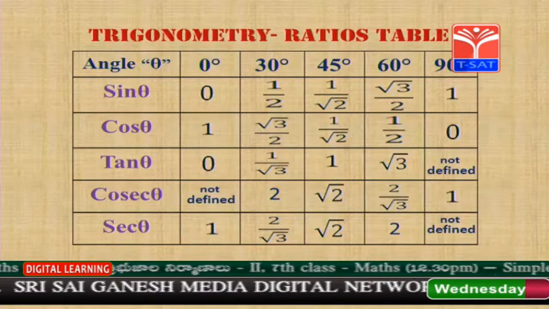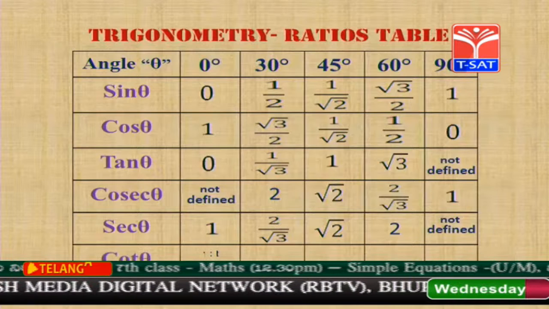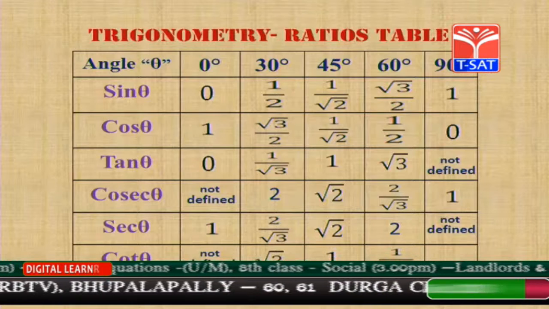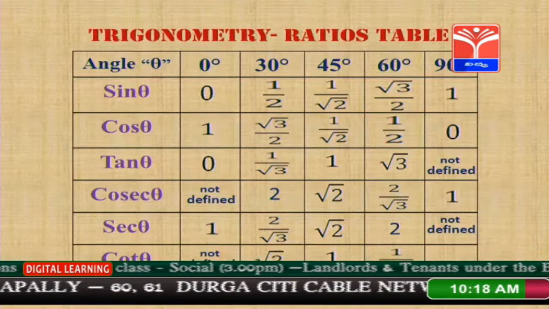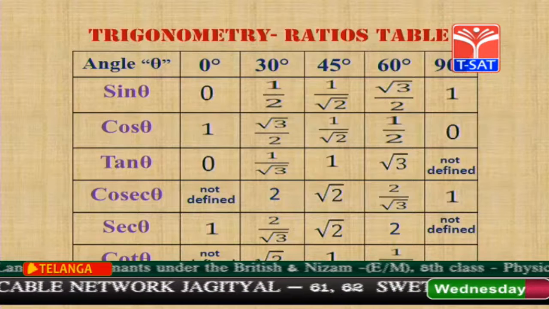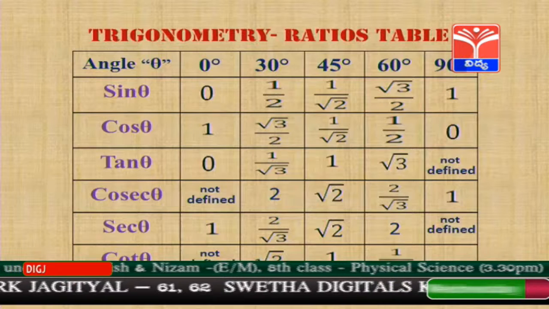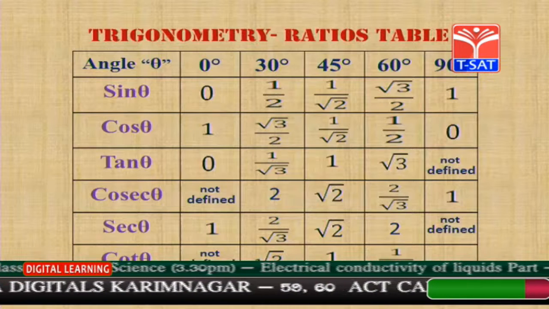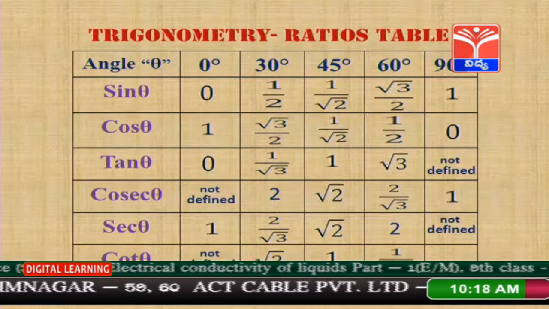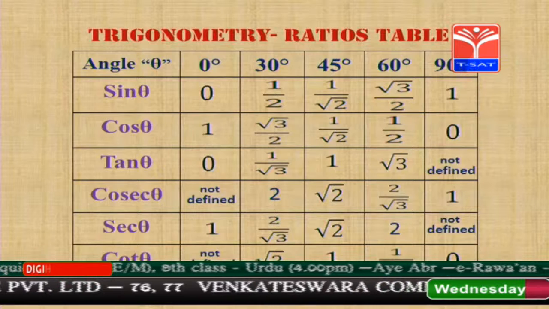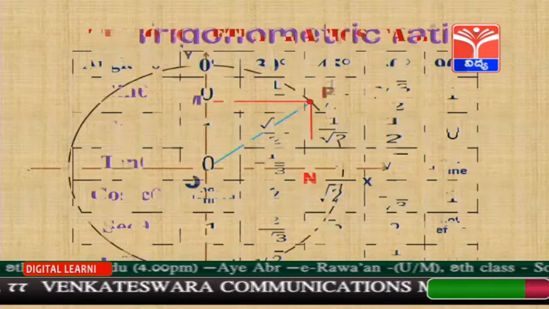So, now we will see about cot theta. Cot 0 is not defined, cot 30 degrees is root 3, cot 45 is 1, whereas cot 60 degrees is 1 by root 3. At the same time, the last one, cot 90, will be equal to 0. So, we will come back to the position of the point.